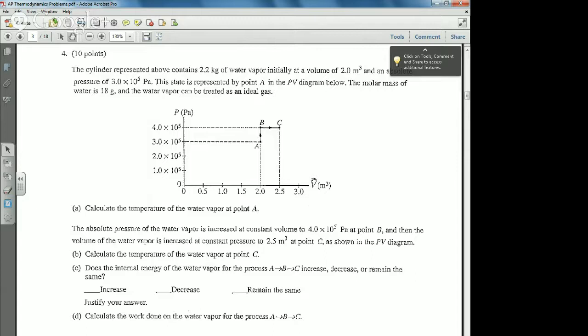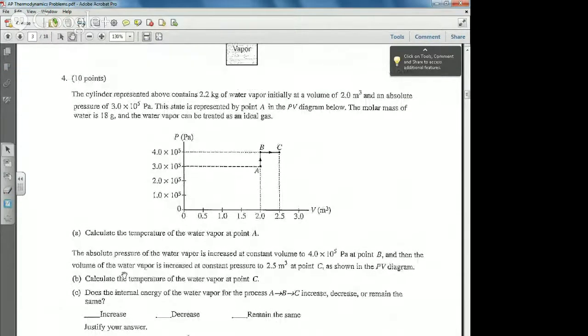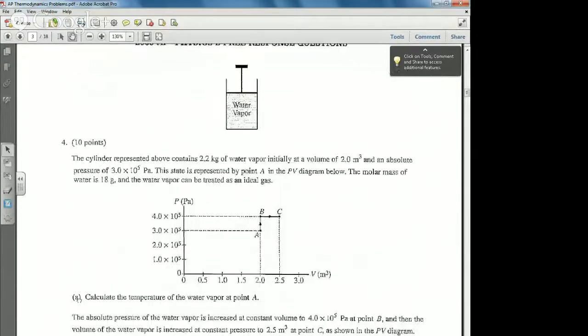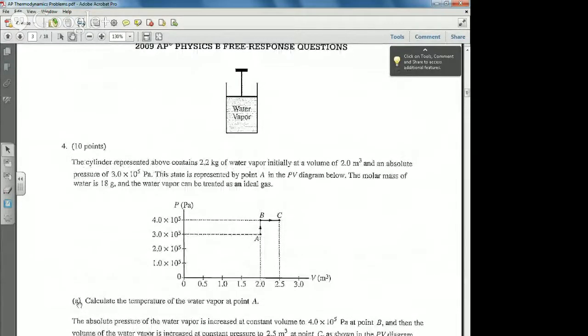So, overall, here we have 2.2 kilograms of water, initially at a volume of 2 meters cubed, and a pressure of 3 times 10 to the 5th. That's actually given to us on the graph over here. The molar mass of water is 18 grams, and the water vapor can be treated as an ideal gas. And this is one thing I didn't cover before that you guys should write down into your note card as well. Let's put this on here first.